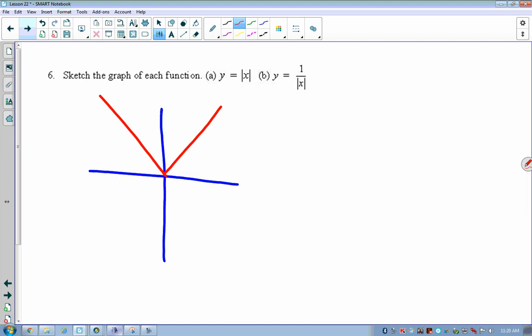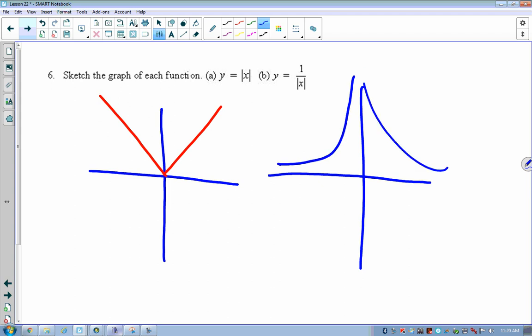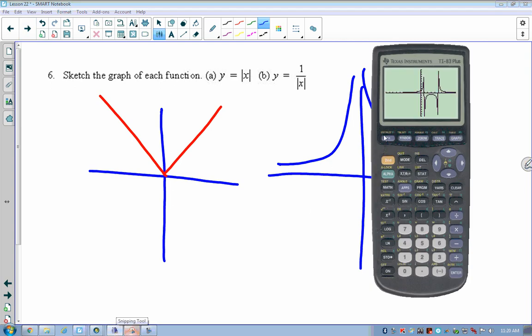Okay, well, on this other one, it does something very different. It should do something that looks like that. Okay, let's try it and see. Let's look in our graphing calculator. We want 1 divided by math, number, absolute value, x, close parentheses, graph. Okay, so I get something that looks like that. So very different things. So be careful with this stuff.